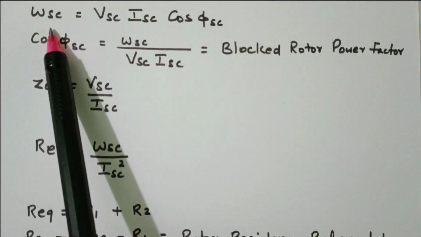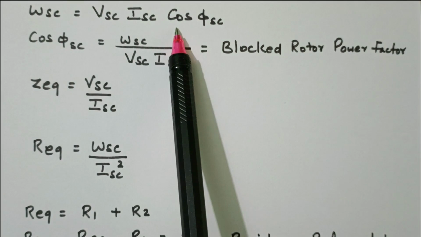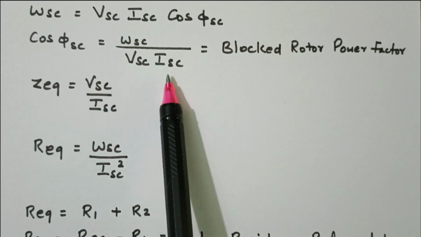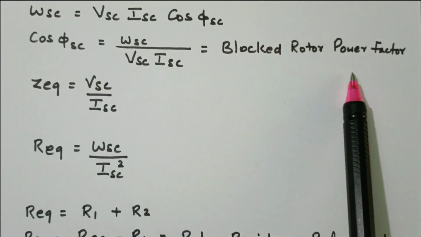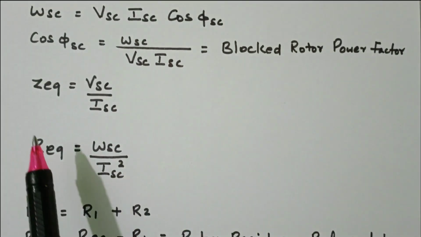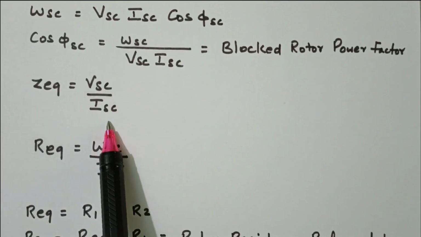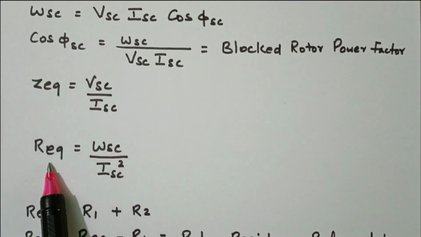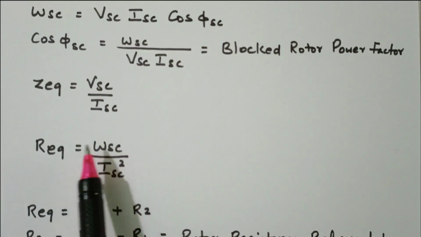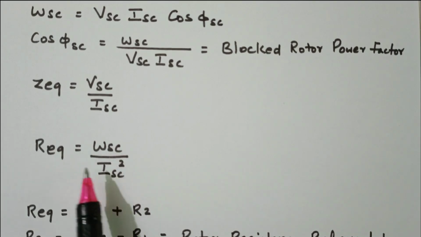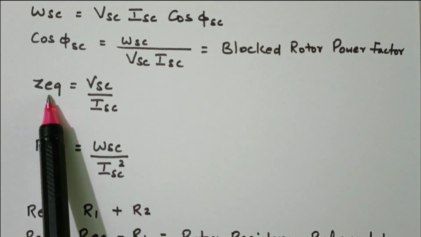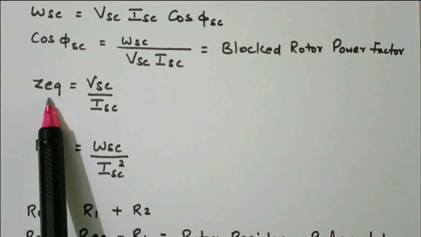So the short circuit power WSC equal to VSC ISC into cos phi SC. So from that cos phi SC can be written as WSC divided by VSC into ISC. This is the blocked rotor power factor. Earlier case was no load power factor, now it is blocked rotor power factor. Z equivalent equal to VSC by ISC, the impedance. And R equivalent equal to WSC divided by I square, since power equal to I square R. So R equal to power divided by I square. So we are able to find the equivalent resistance and impedance.